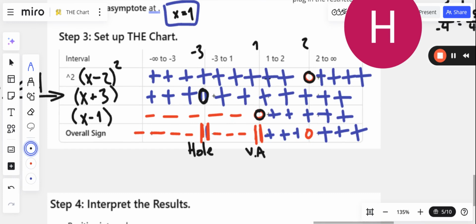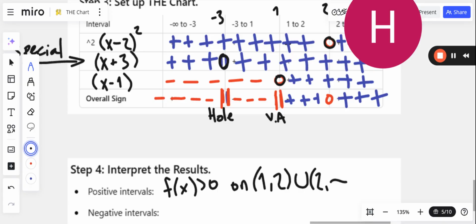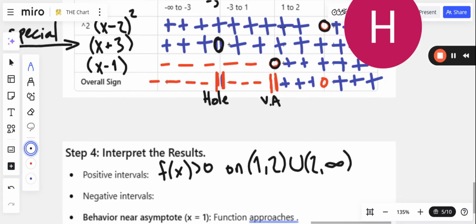Okay, so if we wanted to sketch this, we'll interpret the results as well. The positive intervals, when is this positive? We'll say f of x is greater than 0, which means positive, on the interval from 1 to 2, then it crosses through 0, and then from 2 to infinity, it's positive again.